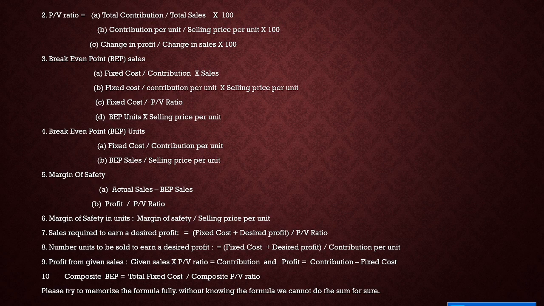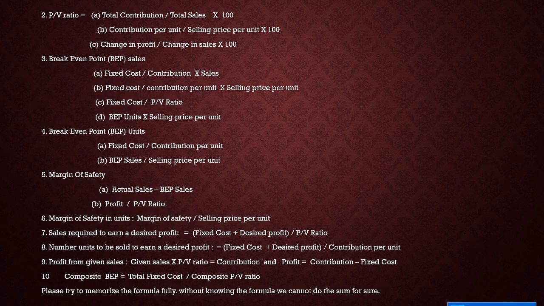Then the next one, margin of safety in units. How to find? Margin of safety divided by selling price per unit will give you margin of safety in units. Then sales required to earn a desired profit. That is, if I want to earn a desired profit, what should be my sales? Which means predetermining my profit. If I want to arrive at 3 lakh rupees profit, what should be my sales now? For that, the formula will be fixed cost plus desired profit divided by PV ratio.